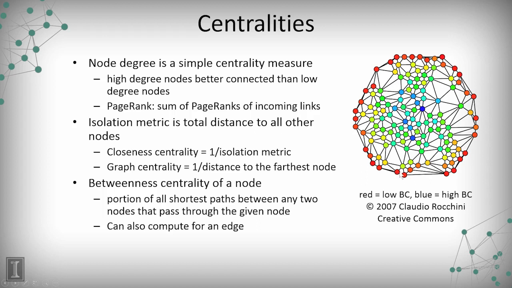I'm taking the distance between a node and the farthest node away from it. And 1 over that gives me what's called the graph centrality. And finally, there's betweenness centrality.